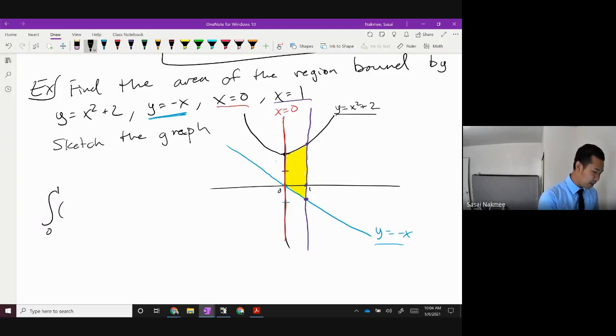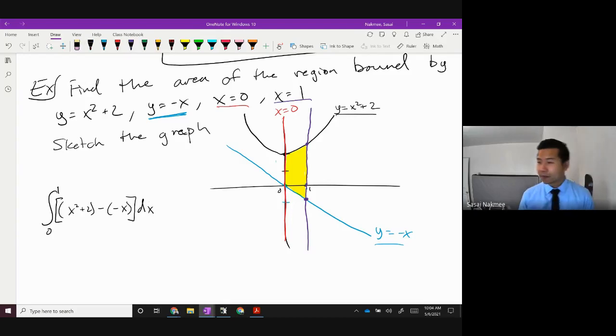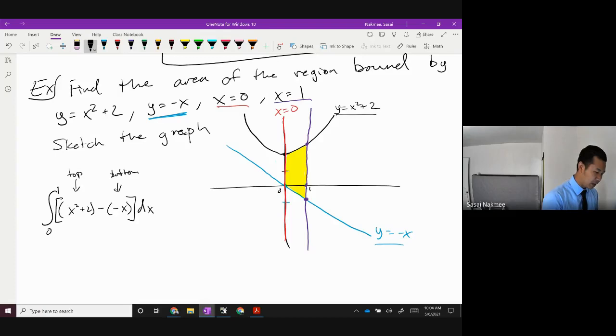The one that goes on top is x squared plus 2. And I subtract from it my bottom function, which is negative x. This whole thing is a dx. So it's right there. And that's it. That's how I'm going to calculate the area between two curves on a specific region. And this region goes from 0 to 1. So again, put this in your notes. This right here is the top function. This right here is the bottom function. Top, bottom.